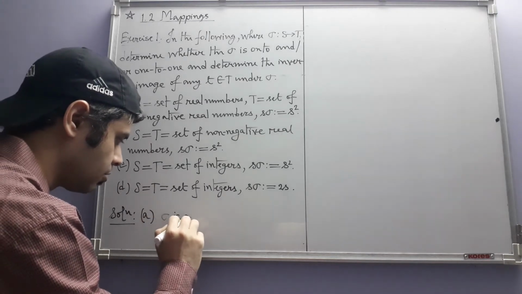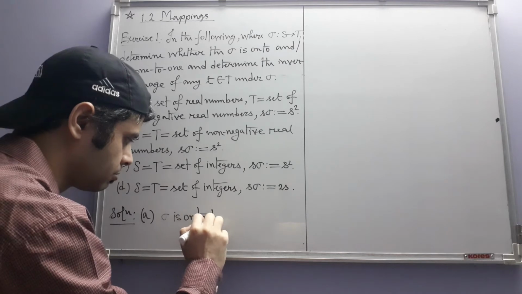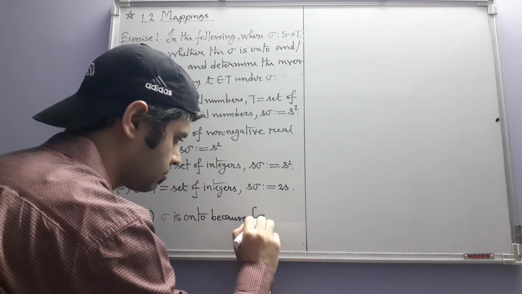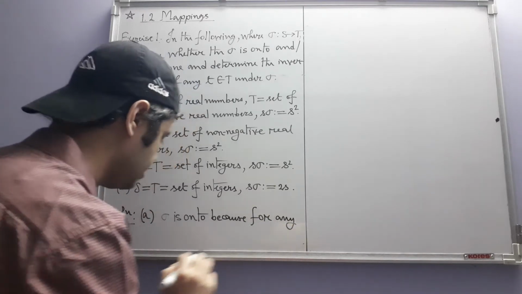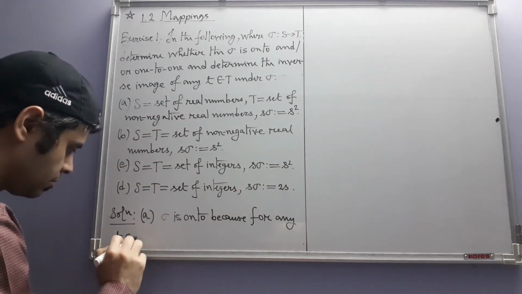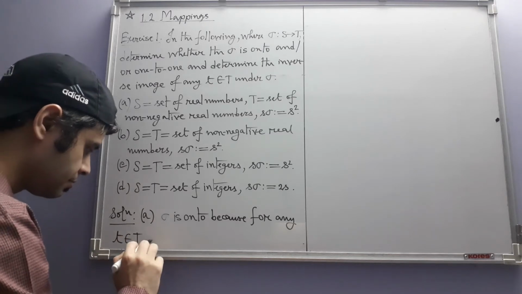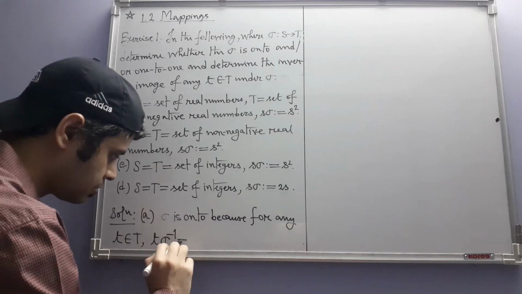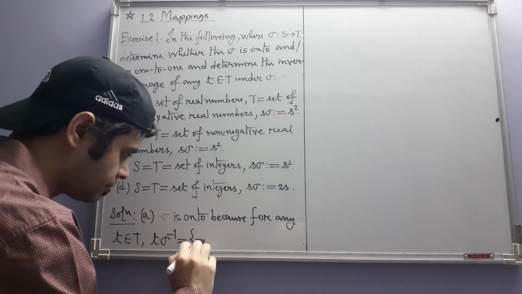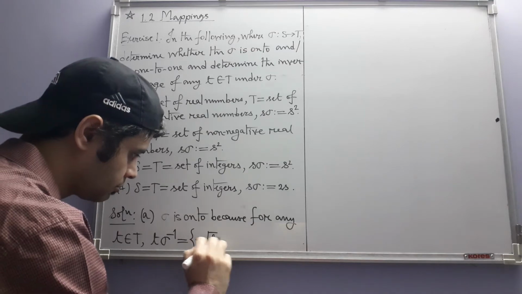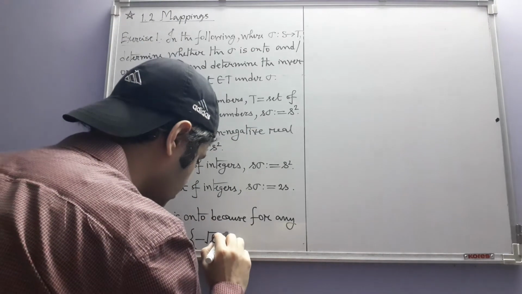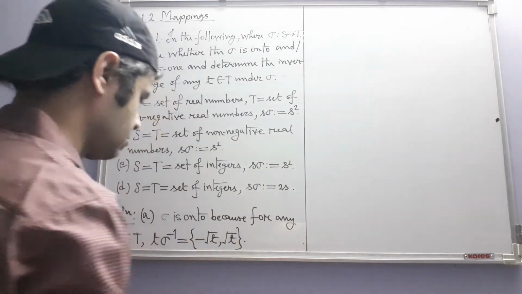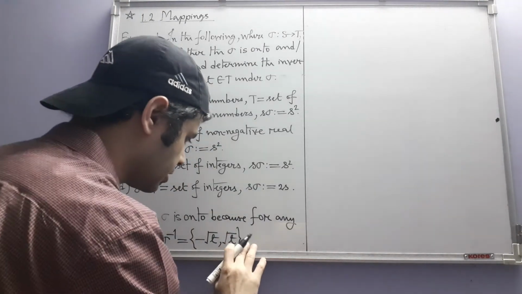Sigma is onto because for any t belonging to T, t sigma inverse is equal to, okay.